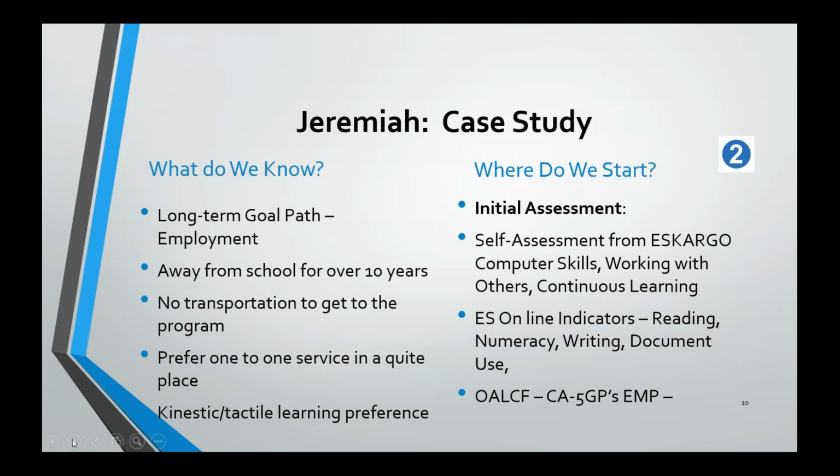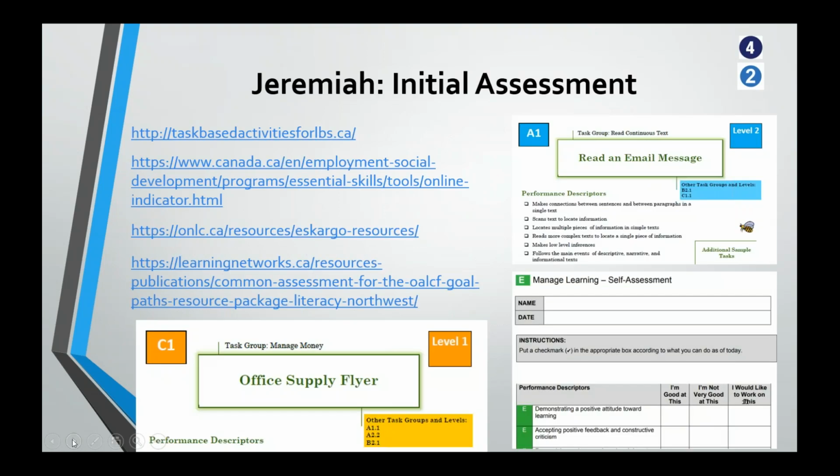Okay? We want a snapshot, just a snapshot. We can't get everything all in one or two sittings. That's what ongoing assessment is for. We're going to get a snapshot of maybe any skills gaps and his strengths. We want to focus on what are his strengths to build him up for his next steps. So these are some pieces that we could pick for Jeremiah.